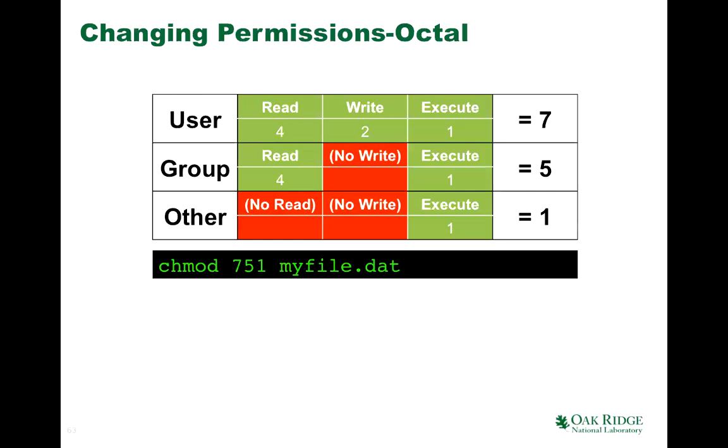So in this table, you'll see we want read, write, and execute for the user. So read is 4, write is 2, execute is 1. So 4 plus 2 plus 1 is 7. For the group, we want to give them read permission. Remember, that's 4. We don't give them write, and we give them execute permission. That's 1. So 4 plus 1 is 5. For other, we only want execute permission. So that's simply 1. 1 with nothing else to add to it is 1. So we would run chmod 751 myfile.dat.